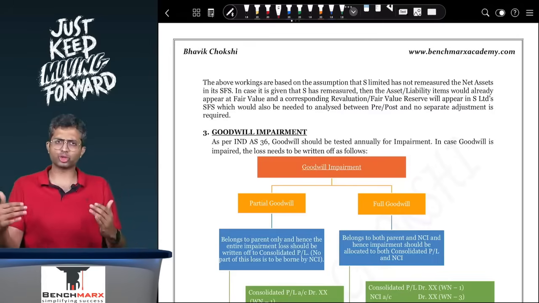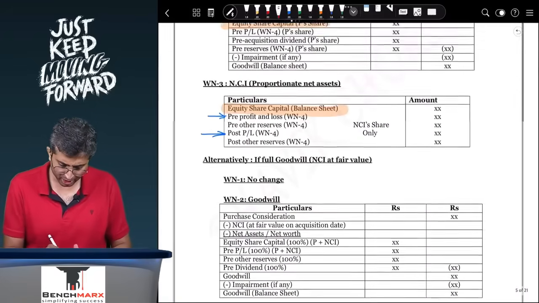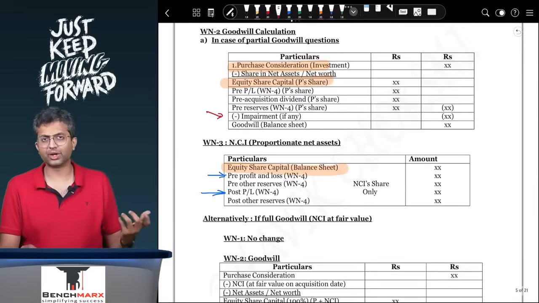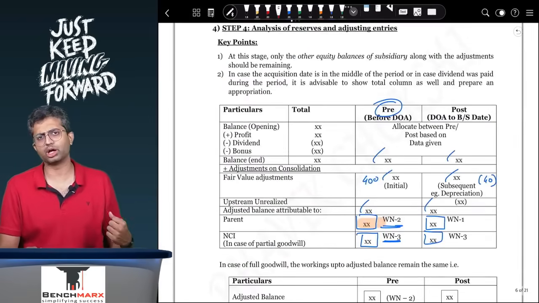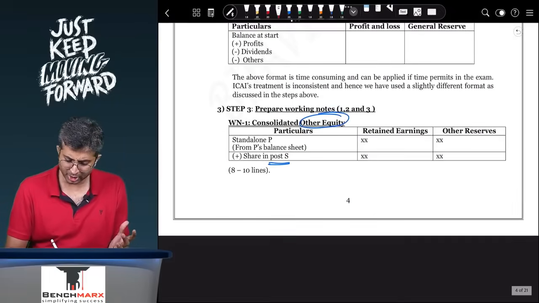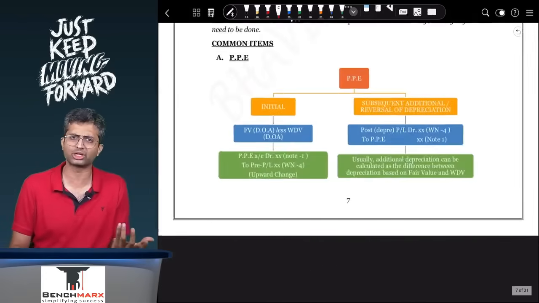So your goodwill will reduce due to the impairment, as we can see over here. And the second effect, as you can see, goodwill will reduce in the impairment in working note 2, and the second effect will go against only the consolidated other equity, the reserves. You will say less goodwill impairment over here in the other equity consolidated only to the parent share, because NCI does not have any share.